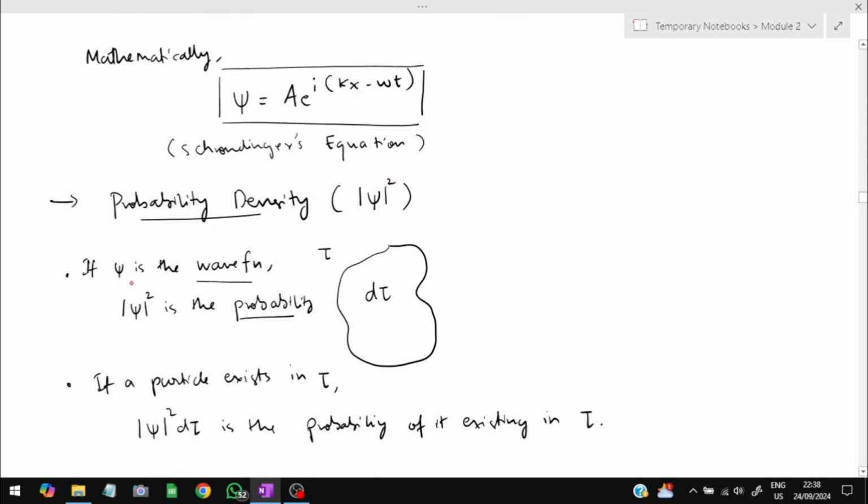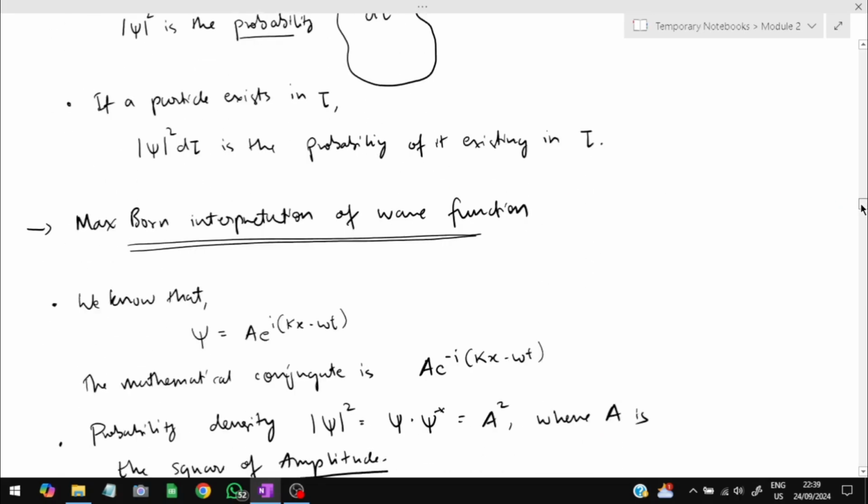If this is the wave function, then the wave function square is the probability of finding that particle. For example, if there is a volume tau, the probability of finding the particle inside this space is the wave function square times d tau. It is the probability of the particle existing in the volume tau. So probability density is used to find whether the particle exists or not, and what the probability of it is, by using the square of the wave function.